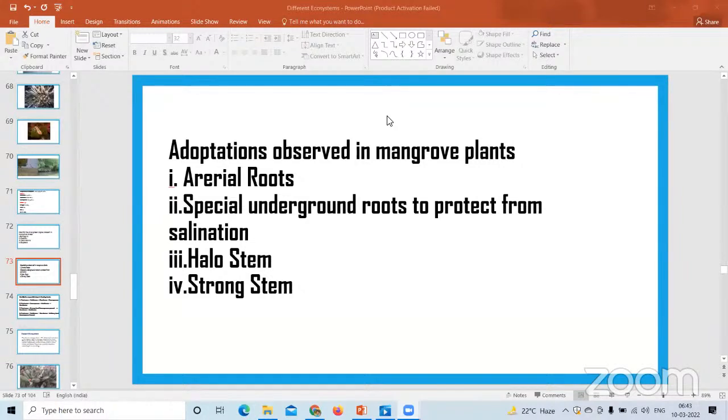Answer for this question is aerial roots. Special underground roots protect from salination. Salination means high salt content. Hollow stem means empty stem. Inside it, we can't find any pulp inside it.